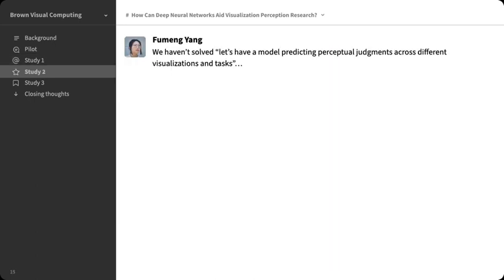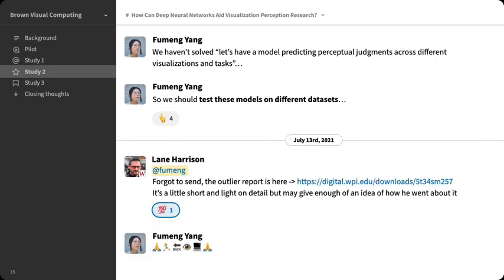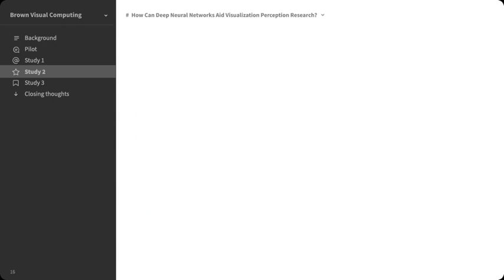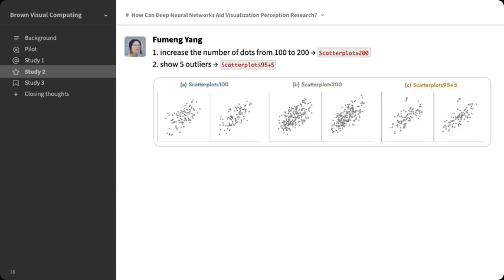Recall that what we really want is to have a model that can give us predictions even if we change the scatter plots slightly. Therefore, we decided that in our next study, we were going to test these models on different datasets. Lin Harrison, a collaborator of previous papers, shared his preliminary study and helped us decide that, first, we increase the number of dots in each scatter plot from 100 to 200. Second, we show 5 outliers in each scatter plot.